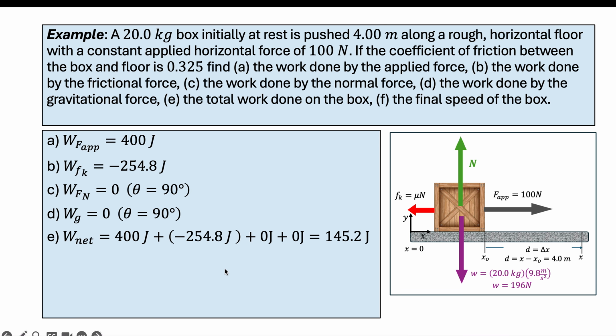So the net amount of work would just be the sum of the work done by all of the individual forces. So I can add 400 plus the work done by friction, negative 254.8, and I get 145.2 joules.